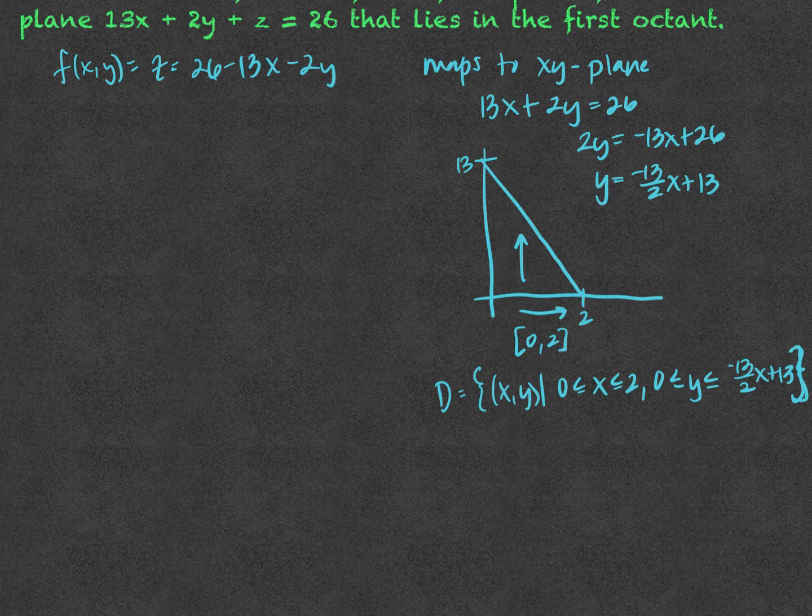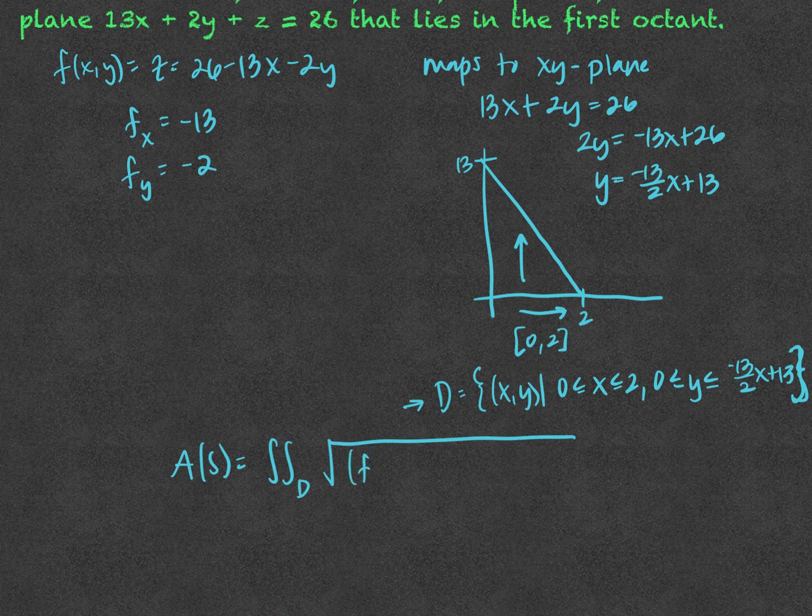Now, we're going to use that for our bounds for our surface area here. And then we're going to come back up and find the partials. So let's say the partial derivative with respect to x will be negative 13. And the partial derivative with respect to y will be negative 2. So let's go ahead and say the area of the surface is equal to the double integral over the region D of the square root of the partial with respect to x squared plus the partial with respect to y squared plus 1, with respect to the area of the region, dA.